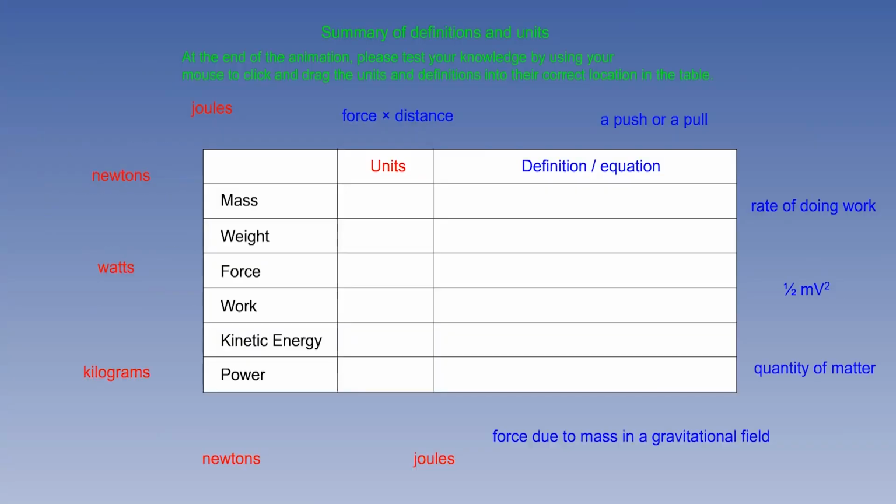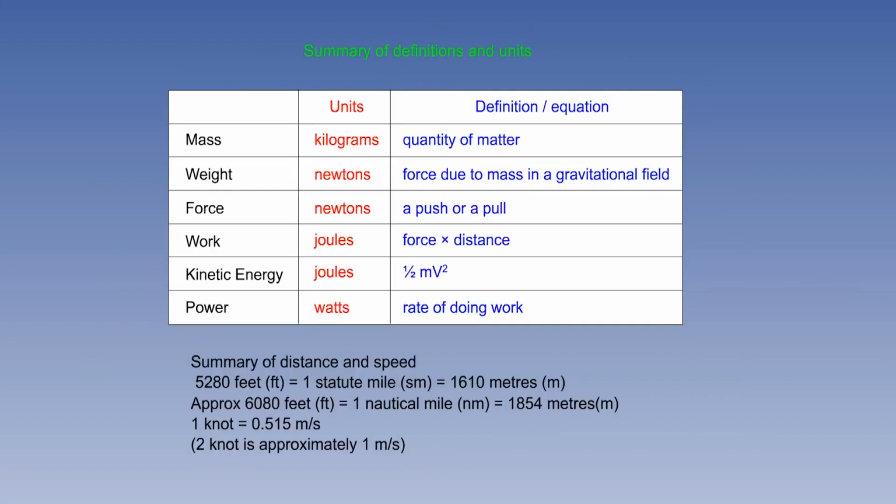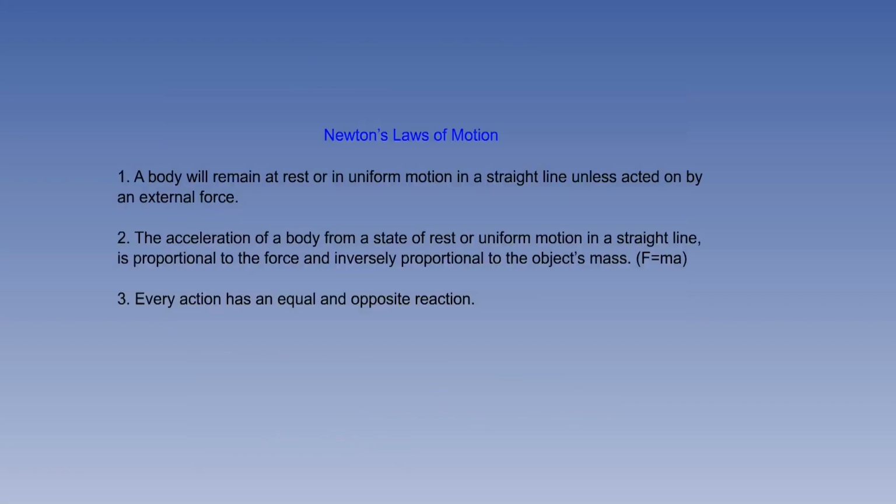In summary, this lesson has looked at the definitions and units that are needed in principles of flight, together with Newton's laws of motion. Look again at the distance and speed conversions. There are 5,280 feet in a statute mile and 6,080 feet in 1 nautical mile. As an approximation, halve the knots to find meters per second. You were then introduced to Newton's 3 laws of motion.